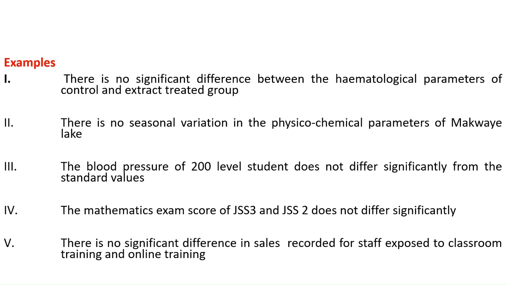The last one is there is no significant difference in sales recorded for staff exposed to classroom training and online training. In this hypothesis, the dependent variable that is measurable is the sales, while the different trainings, the classroom training and online training, are the independent variable.